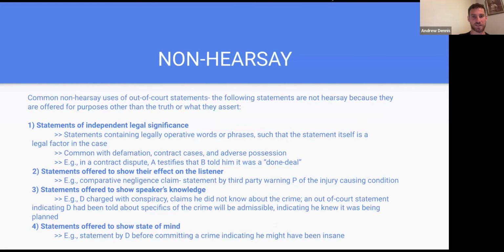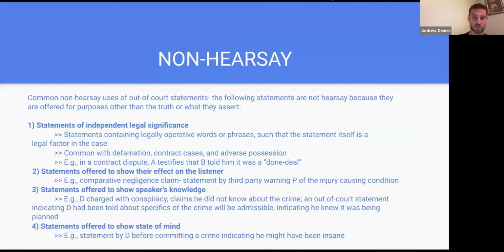Okay, let's start with this non-hearsay slide. Common non-hearsay uses of out-of-court statements. The following statements are not hearsay because they're offered for purposes other than the truth of what they assert. Statements of independent legal significance, statements containing legally operative words or phrases, such that the statement itself is a legal factor in the case. Common with defamation, contract cases, and adverse possession. In a contract dispute, A testifies that B told him it was a done deal. That statement, it was a done deal, has operative significance on its own.